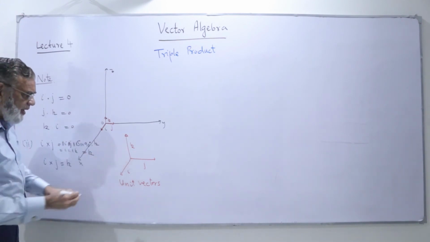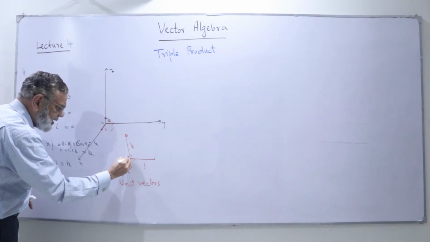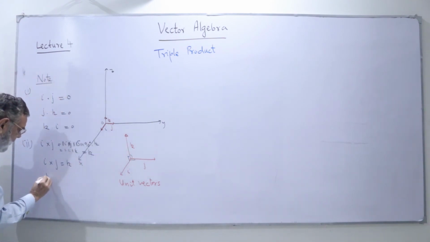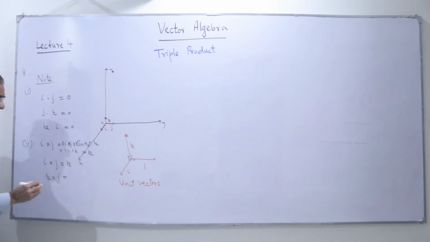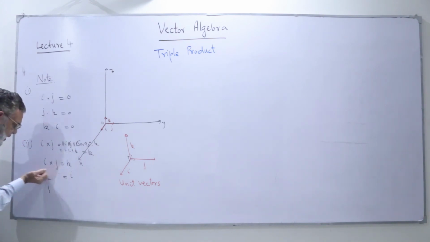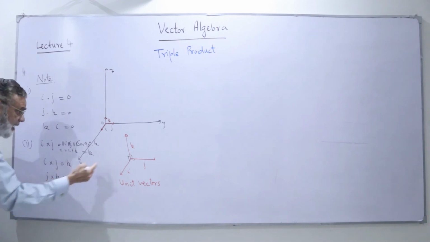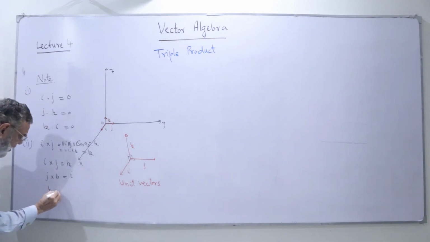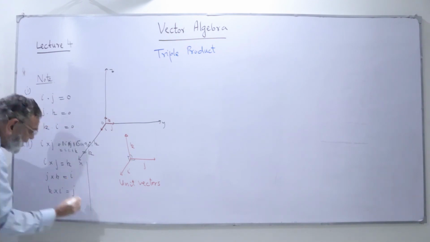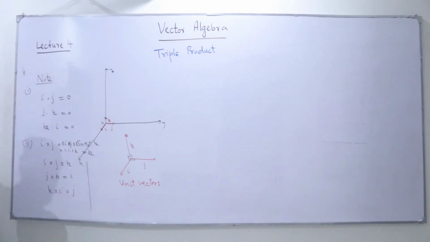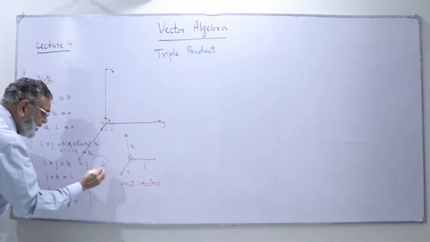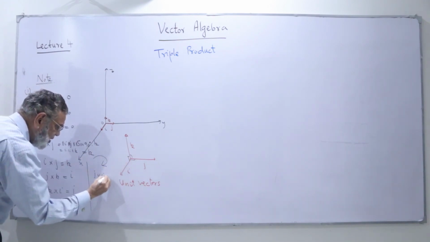Similar to this one, these are 90 degrees between them, they all are 90 degrees. For j and k in the same plane, what is the result? The result is equal to i. We have here j cross k, because we have to take the same direction, anti-clockwise. And then k cross i is equal to j. When we take the clockwise direction, then j cross i is equal to minus k.